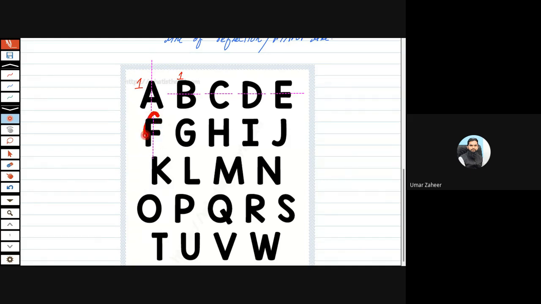Then we could say that it is a line of symmetry, but in this case we don't have a line of vertical symmetry, and we don't have horizontal symmetry either, because you don't have this part on the other side. You have to take the exact reflection on the other side. We don't have the exact reflection, so this means that we don't have any symmetry in F. Clear?